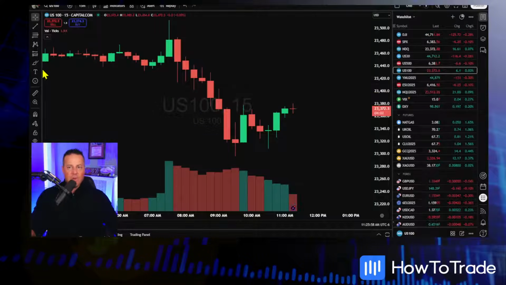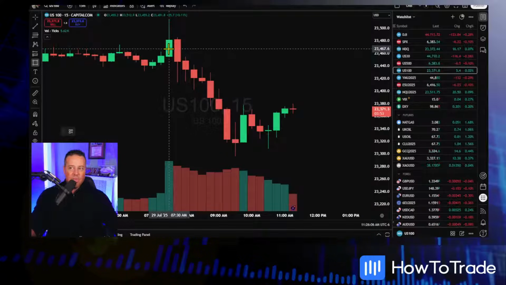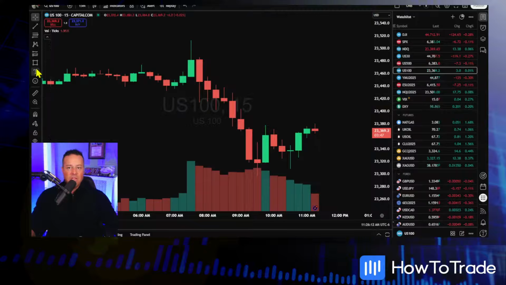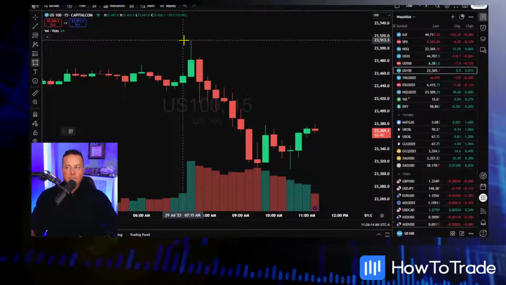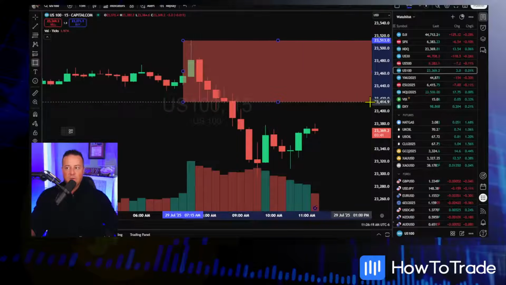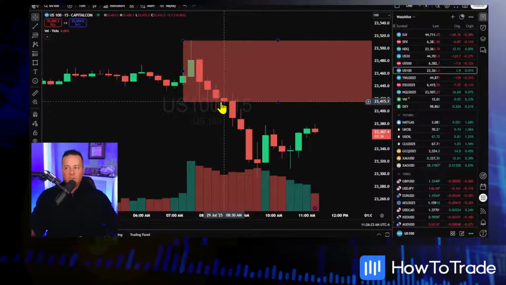US 100 15-minute chart. What do we got for an orb right here? If you put the volume indicator on your charts, you know exactly when the U.S. open was, because you see a spike of volume. This is the US 100 CFD. We're going to go right here from the top, opening 15 minutes there, to the lower 15 minutes, something like this. And then you've got compression.